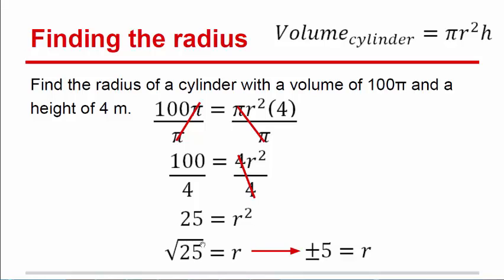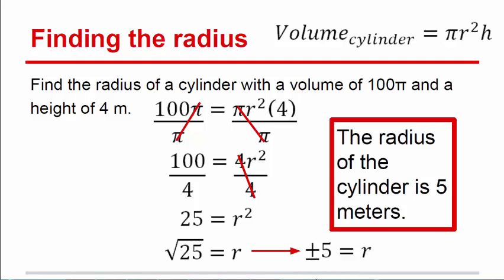Well, because instead of just doing a square root problem, solving a squared equation, we're looking at it in context, as far as we're looking at volume. And we're specifically looking at the radius. So radius is a distance, and distance can never ever be negative. So that means that the radius of the cylinder is 5 meters and not negative 5.